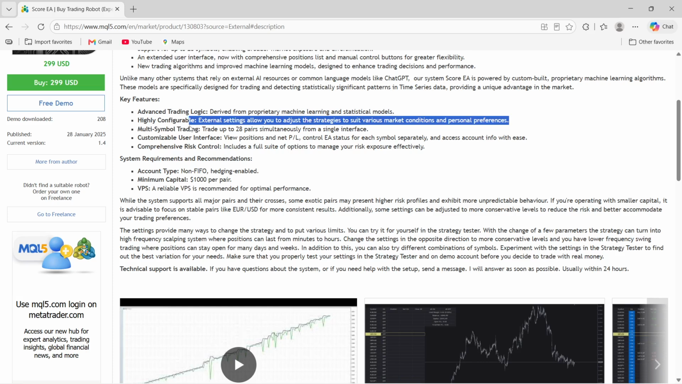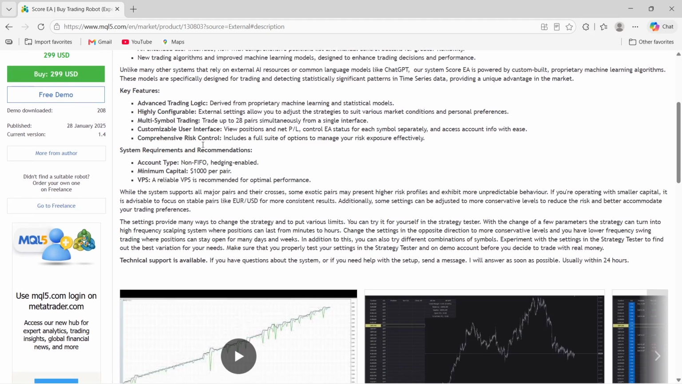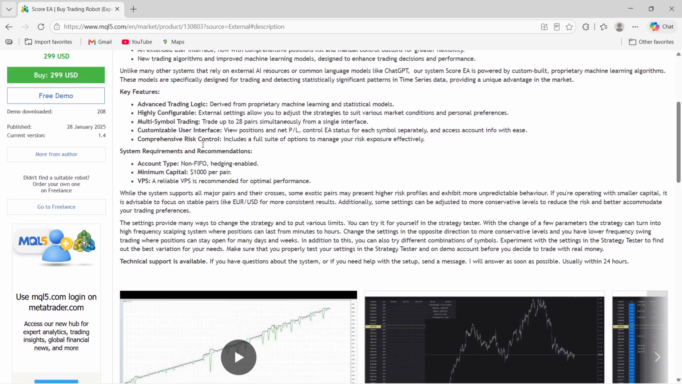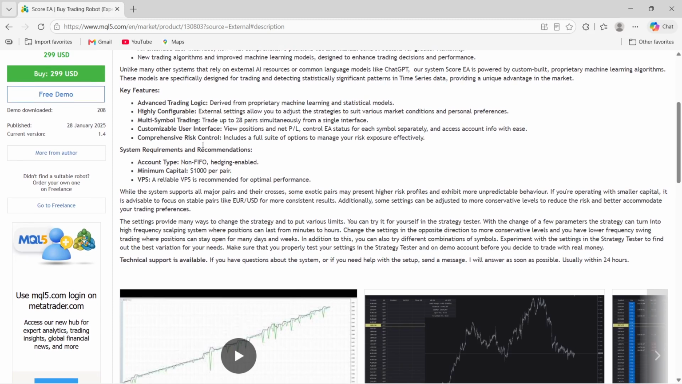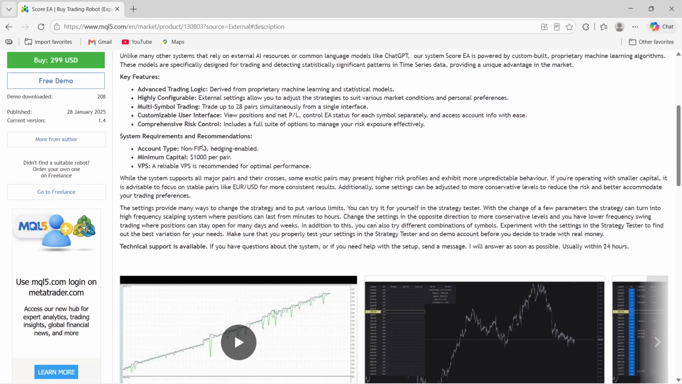We also have multiple symbol trading, as I previously mentioned. This is a big one. Score EA can manage up to 28 pairs from a single interface. So instead of attaching it to 28 separate charts and losing track of what's going on, you have one hub controlling multiple markets at once. We also have a customizable user interface where you can view positions and net PL, control EA status for each symbol separately, and access account info with ease.